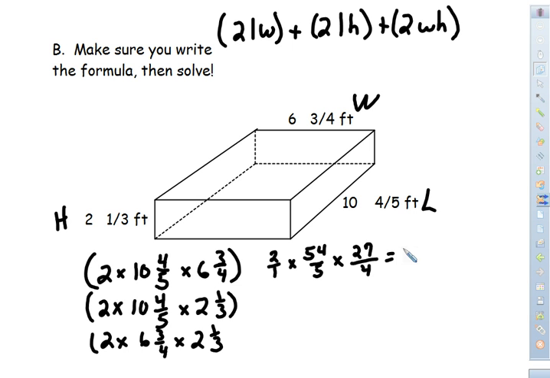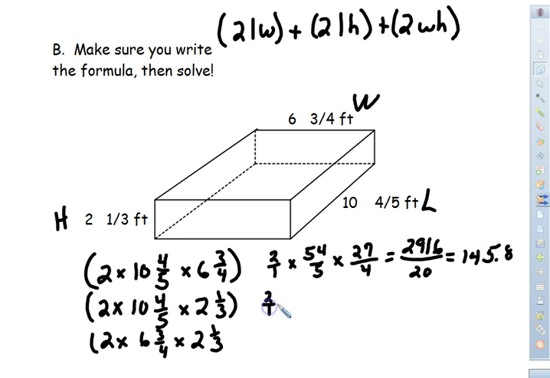So 2 times 54 times 27, which equals 2916 over 1 times 5 times 4, which is 20. So then you can take that and divide it, and you get 145.8, or again you could have made these decimals, which this would be 10.8 times 6.75, and you would get the same answer.